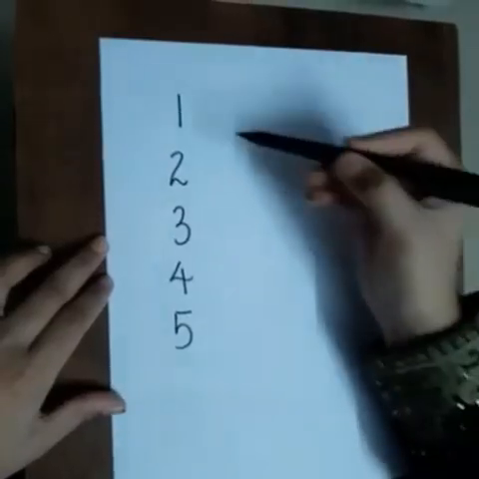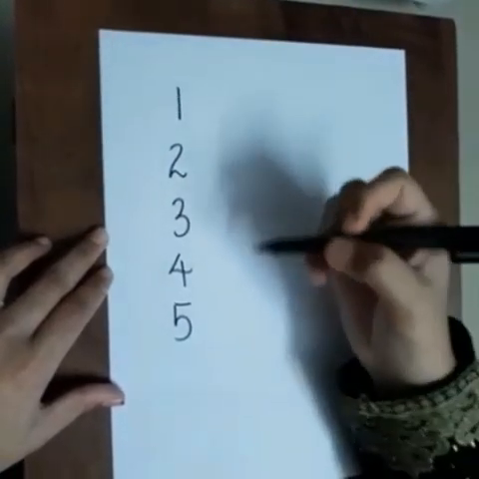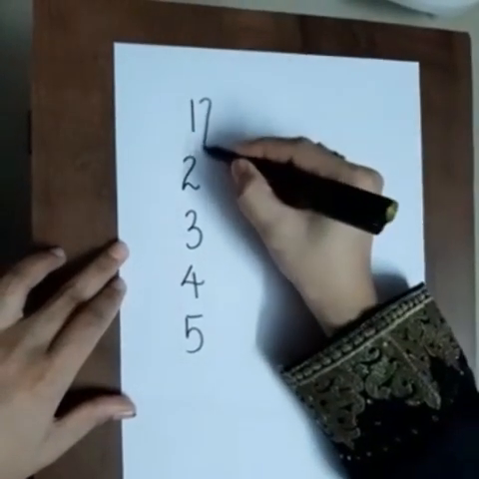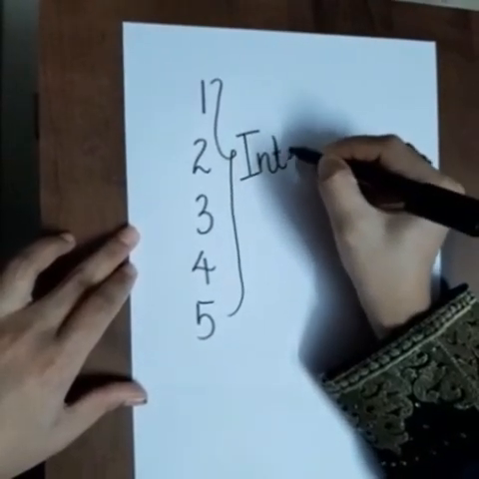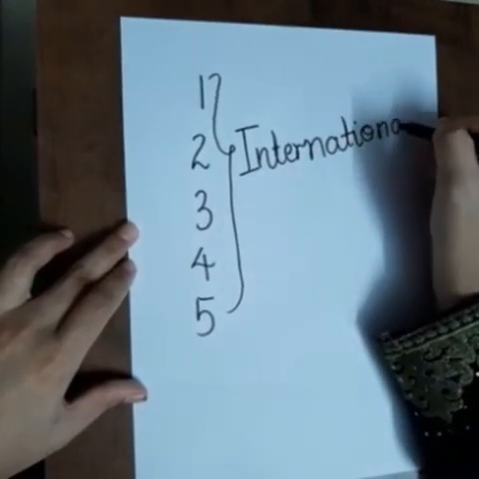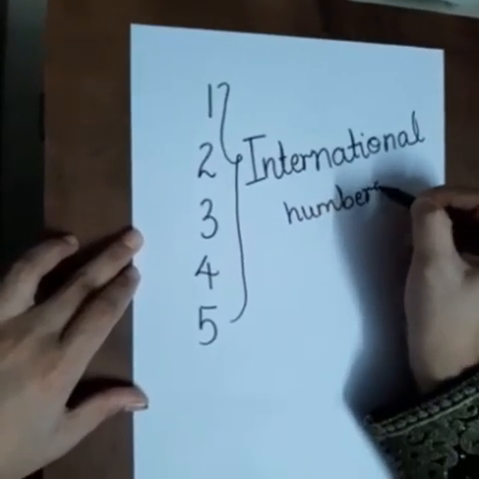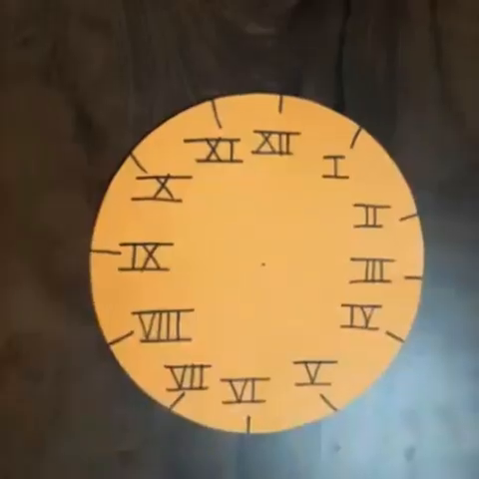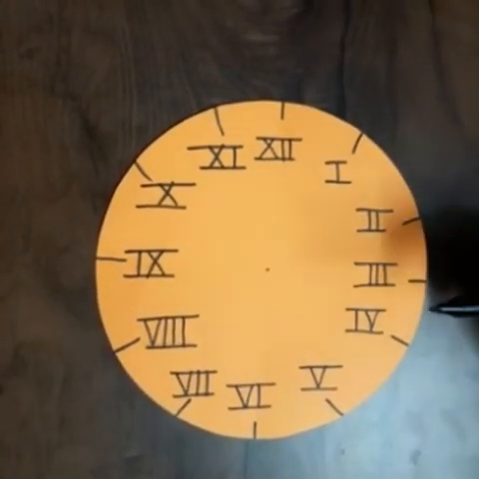Now pay attention, these numbers are 1, 2, 3, 4, 5. Rest all numbers like 6, 7, 8, 9, 10. These numbers are called international numbers. What are they called? International numbers. And over here, these all are Roman numbers. Are you all getting it?